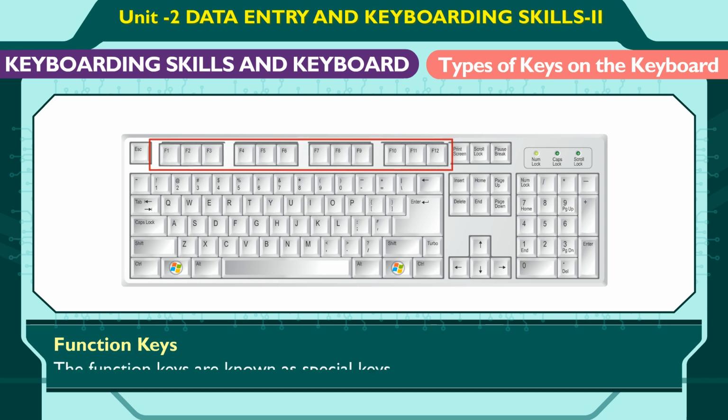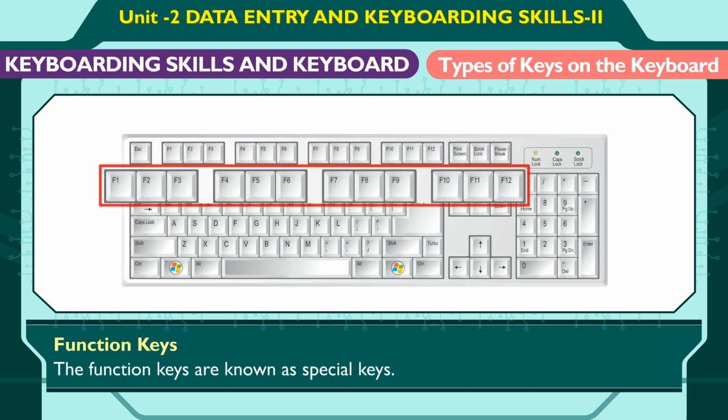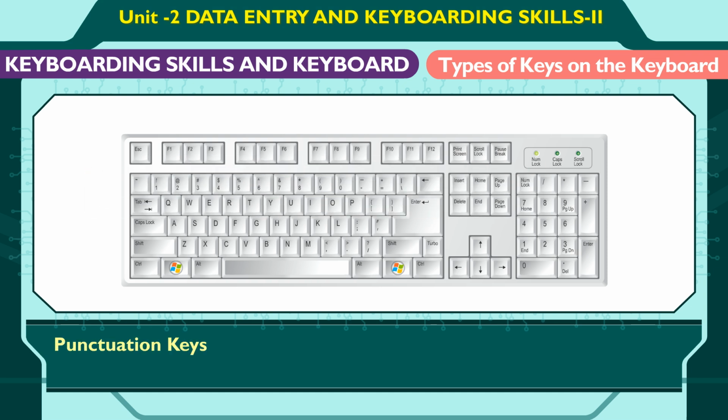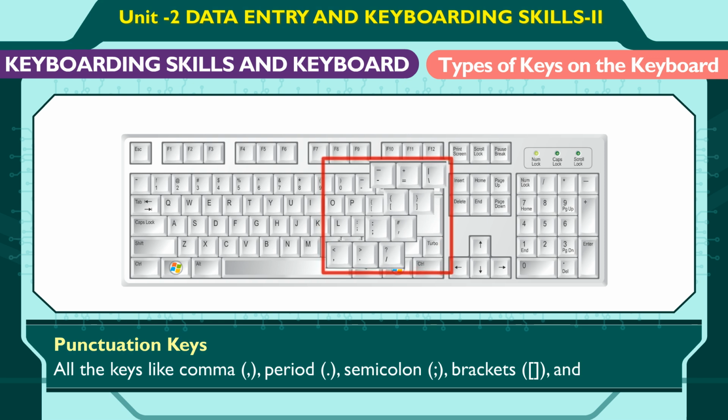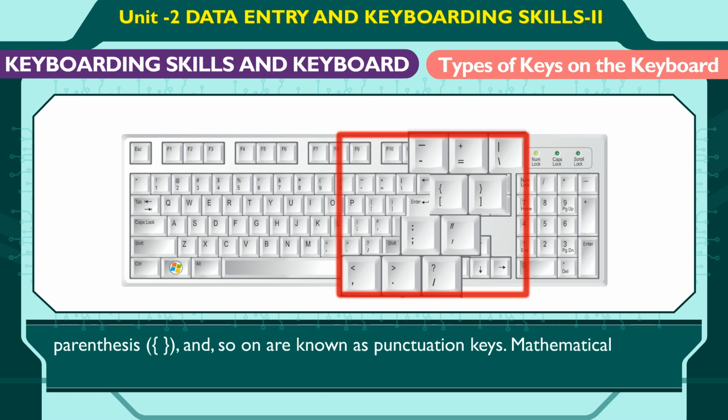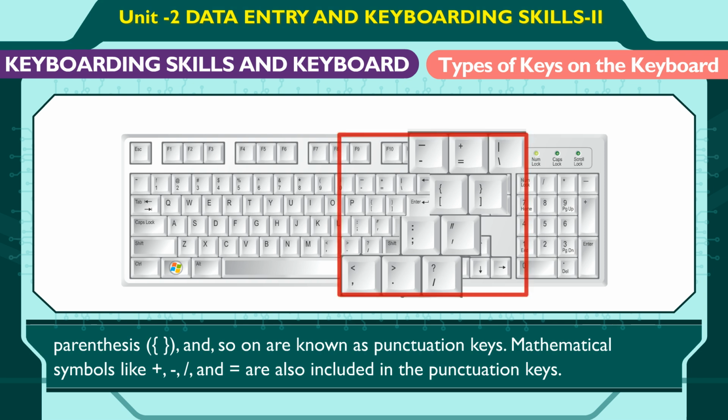Function keys. The function keys are known as special keys. Each of these keys has a different function. There are 12 function keys from F1 to F12. They are present at the top of the keyboard. Punctuation keys. All the keys like comma, period, semicolon, brackets and parenthesis and so on are known as punctuation keys. Mathematical symbols like plus, minus, division and equal are also included in the punctuation keys.